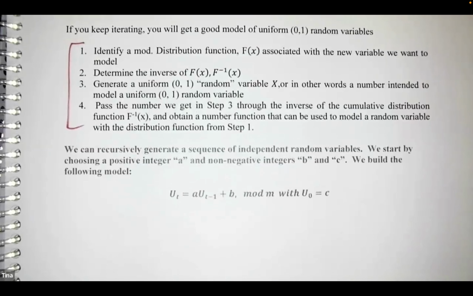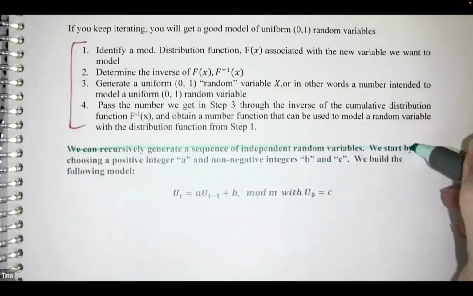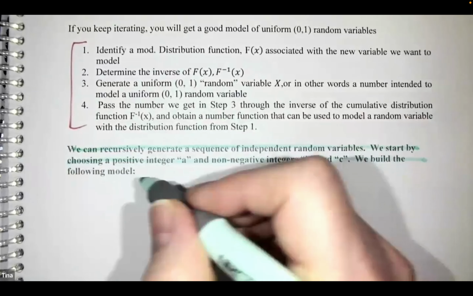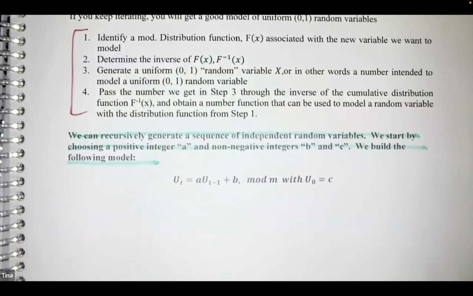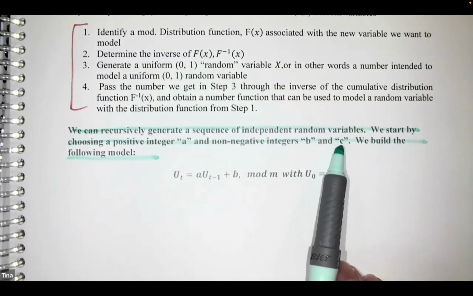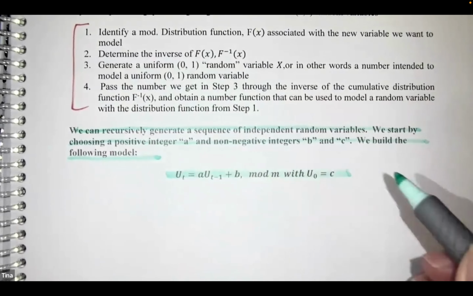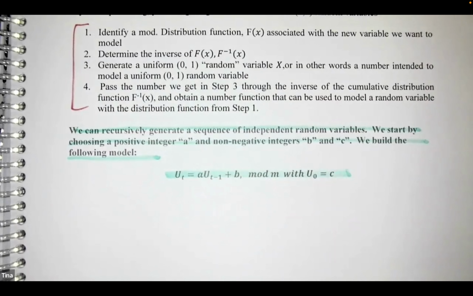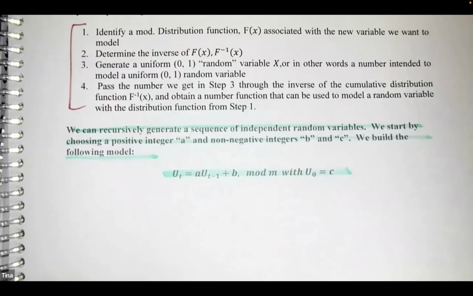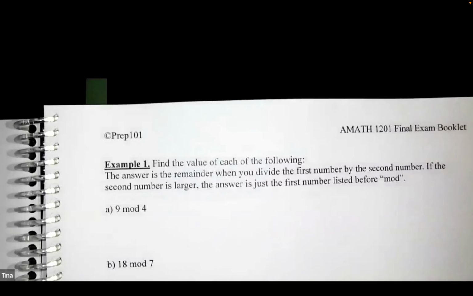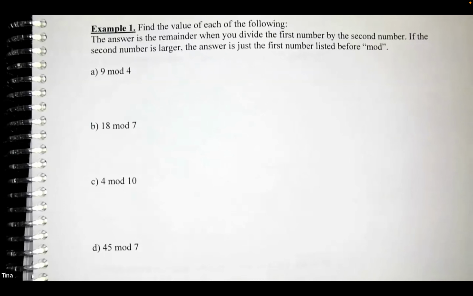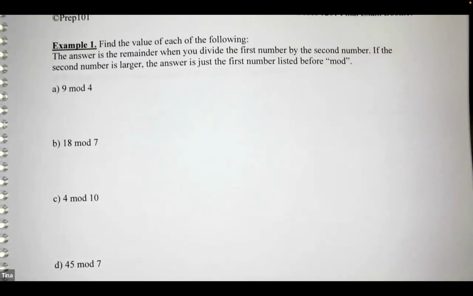So the gist of it is right here. We are going to have some positive integer a, non-negative integers b and c, and we're going to have this model. u_t is a times u_(t-1) plus b, mod m, with u_0 equals c. And there are 3 styles of questions that I've seen on the exam.